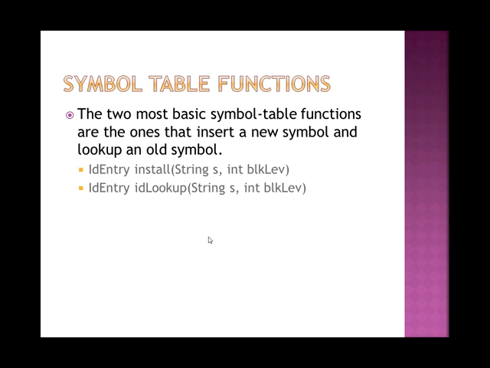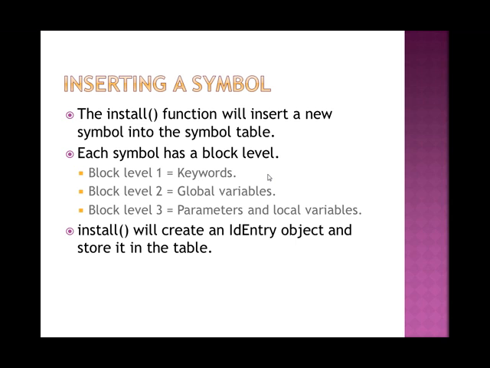In simple terms, it contains the relevant information about the module. Then what are the symbol table functions? The two most basic symbol table functions are the one that inserts a new symbol and the one that looks up an old symbol. The first, ID entry install, is used for installing a new symbol. The next is used for looking up an old symbol. That is the syntax: ID entry install string s int blk lev.